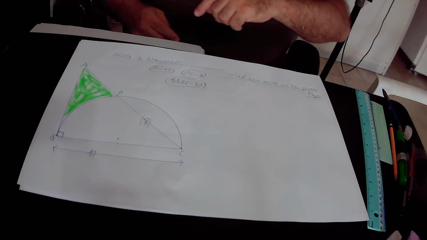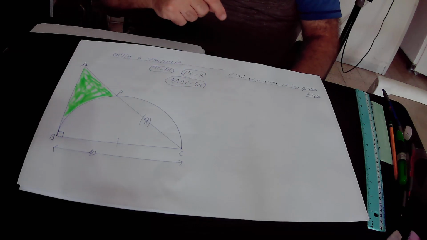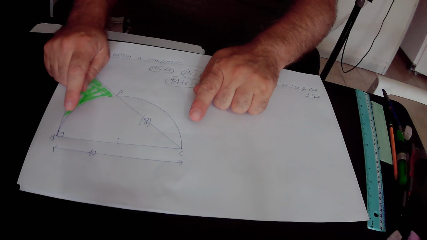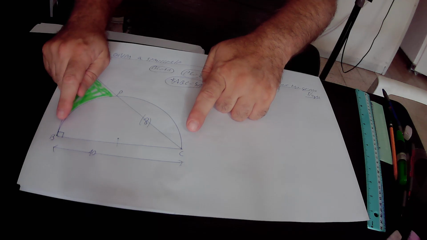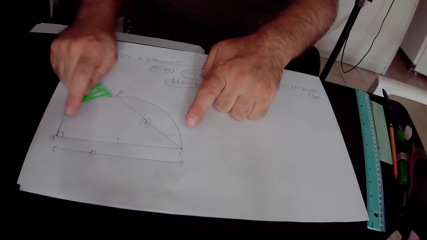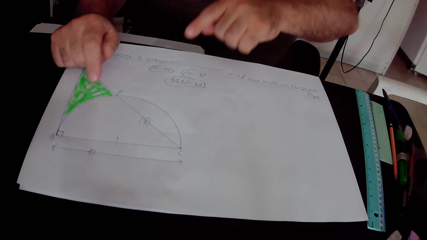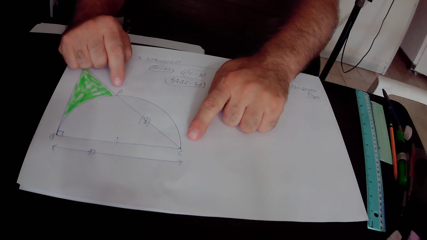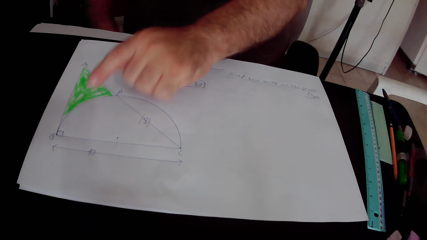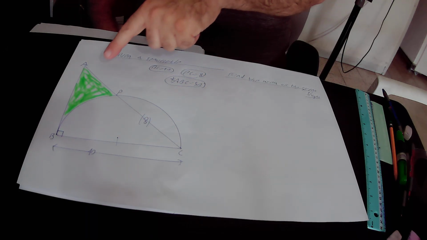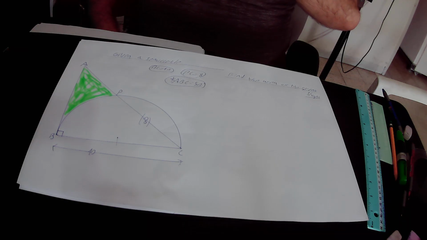In the drawing, we have this semicircle. We know that BC equals 10 units in length. That is to say, the diameter of this semicircle is equal to 10. We also know that PC equals 8 units in length. This is angle ABC, the right angle. Again, our task is to find the area of this green shape.